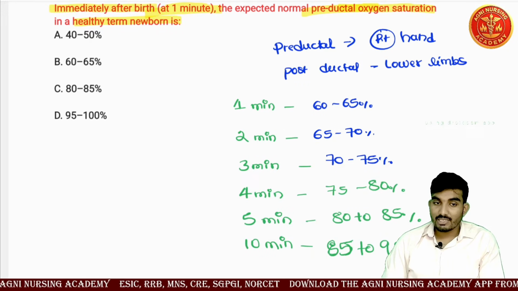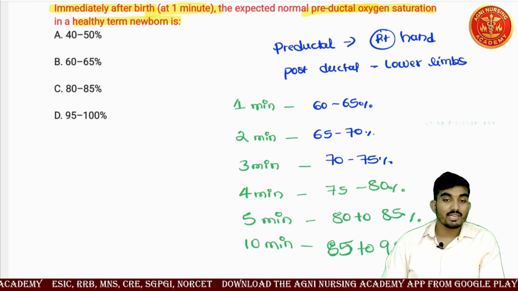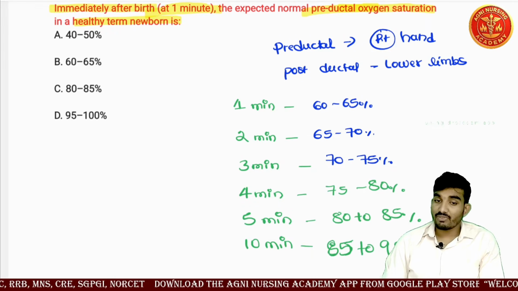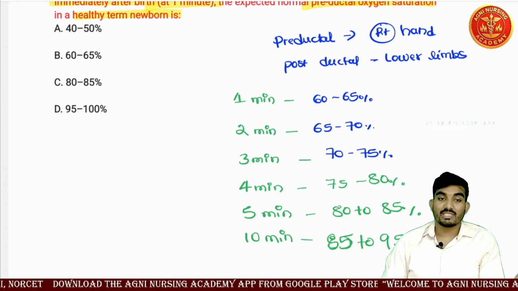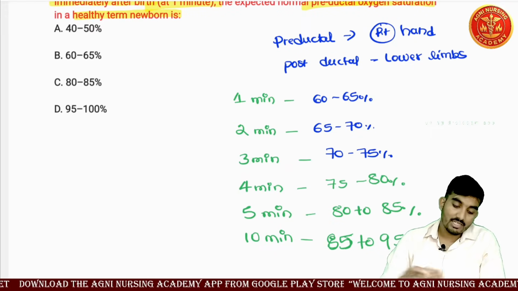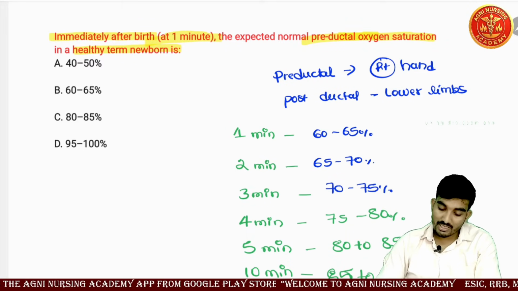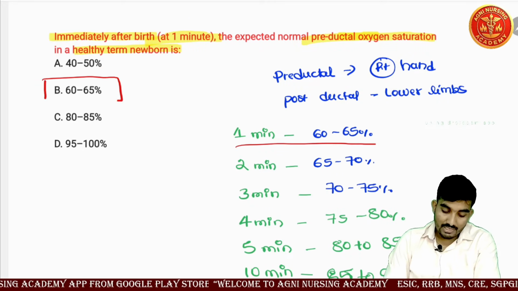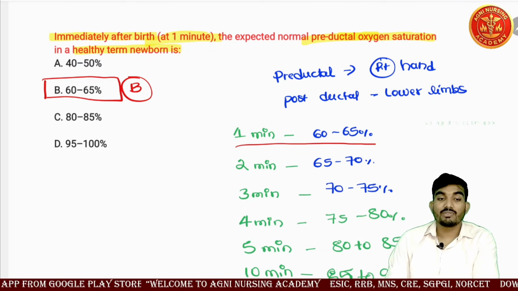At the first minute it is 60 to 65%. In the second minute it is 65 to 70%. In the third minute, 70 to 75%. In the fourth minute, 75 to 80%. In the 5th minute, 80 to 85%, and in 10 minutes, 85 to 95% is the oxygen saturation just after the birth. In our question asked, the first minute, that one is 60 to 65%. Option B is the correct answer for our question.